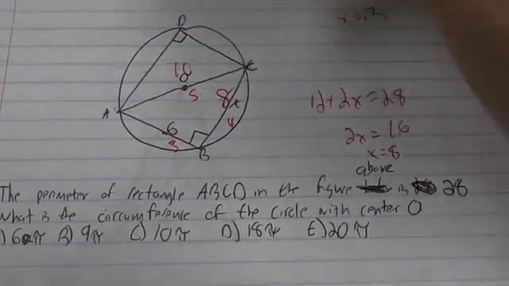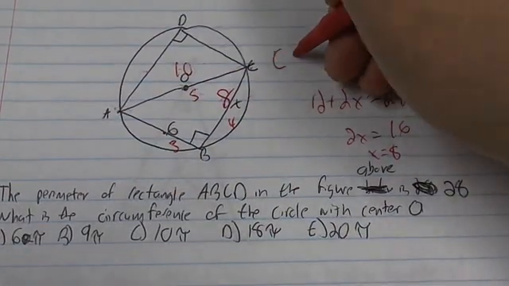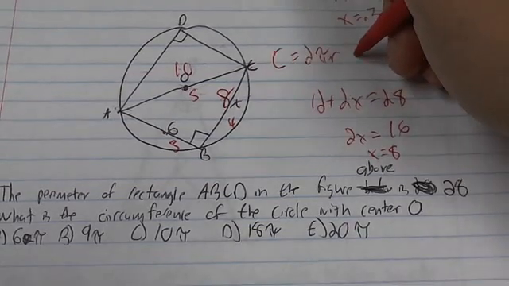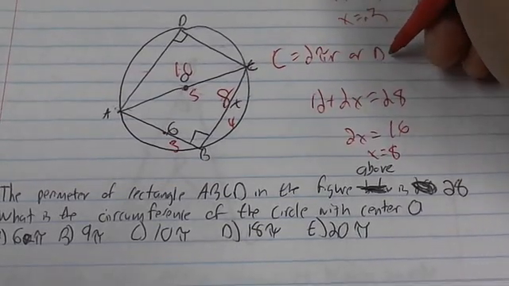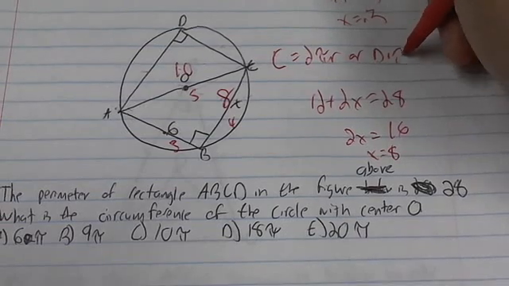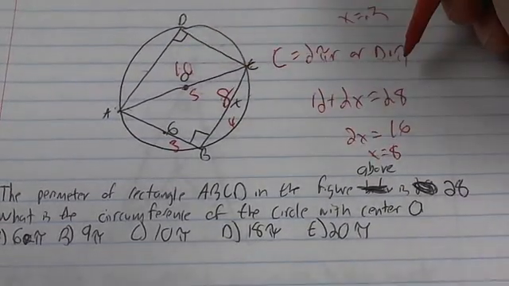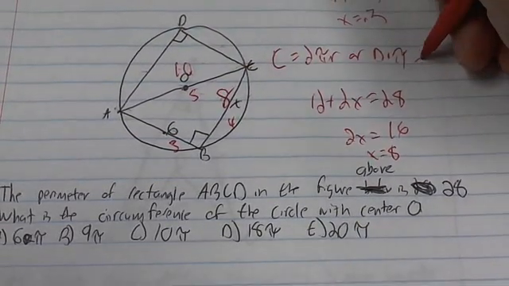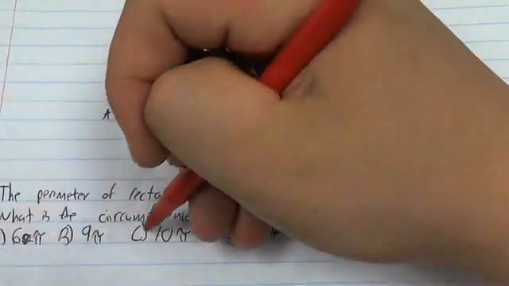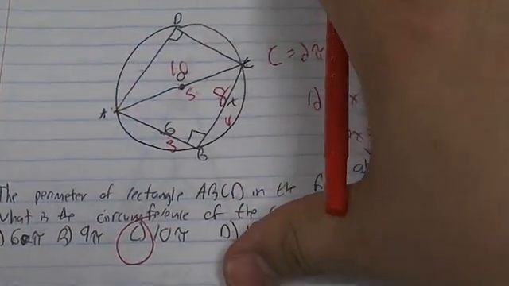So that's our diameter. So we want the circumference. Circumference is equal to 2 pi r, or the diameter times pi. So the diameter is 10. So the circumference is 10 pi. So the answer is C.